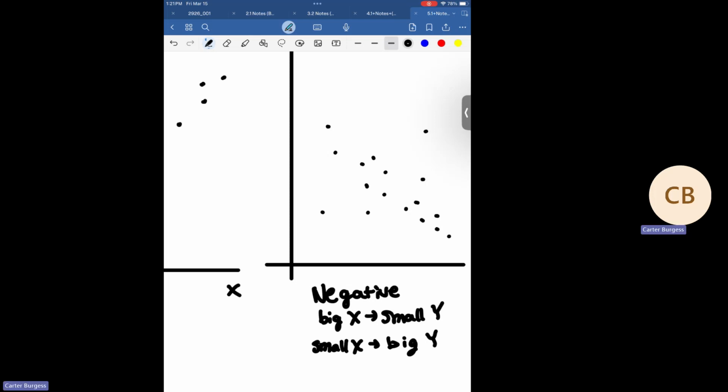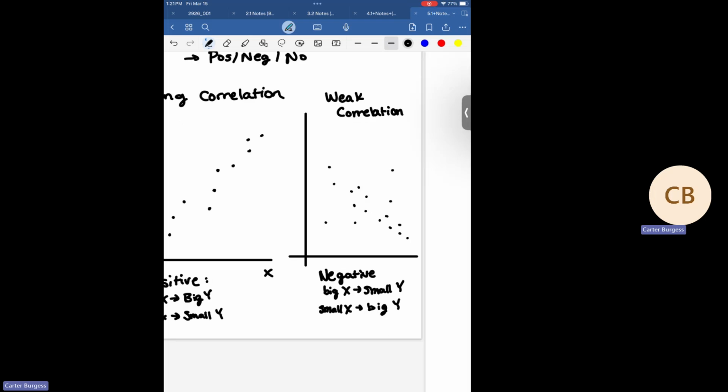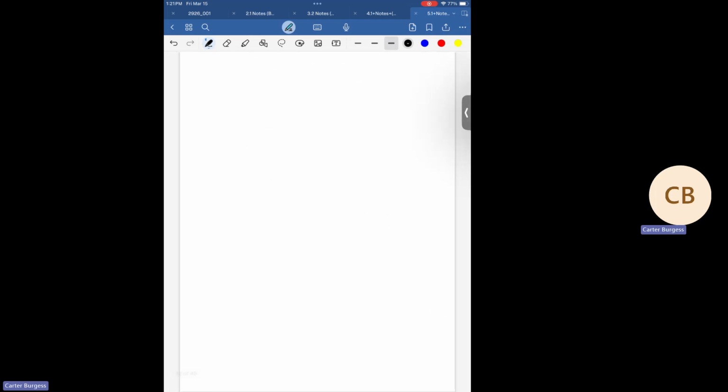Okay, so those are the main two. But they are not the only two. The third option for type of correlation that we can see is we could also see no correlation. And no correlation is interesting in that there are a couple of different ways that we can get no correlation. There's not one fixed set way that it is going to come about.